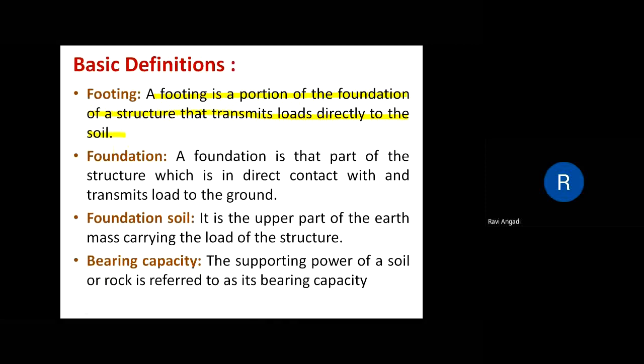Okay. Then the second one is a foundation. It is already defined. A foundation is that part of the structure which is in direct contact with the ground and transmits the load to it. That is the function of the foundation, to transfer the load uniformly over the soil.